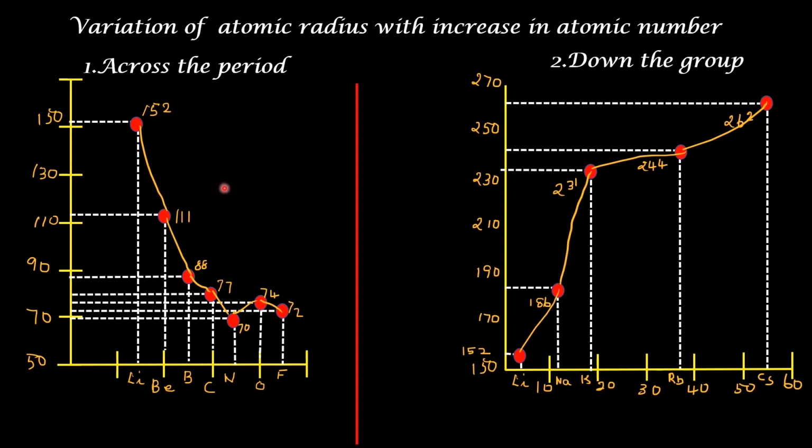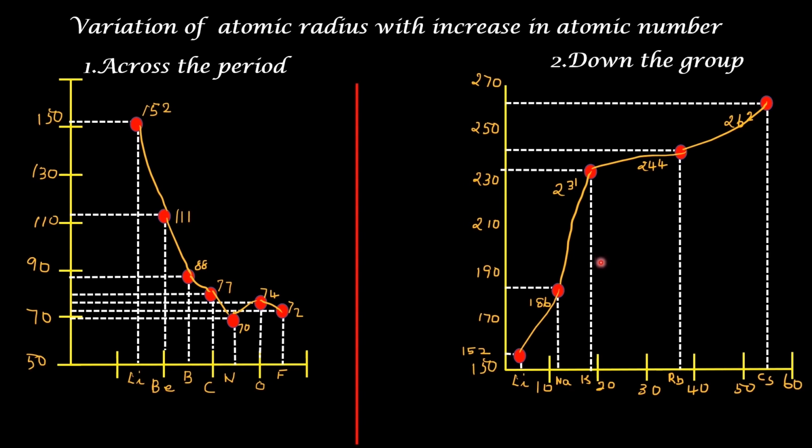Now let us see the shape down the group. Down the group, it is lithium, sodium, potassium, rubidium, cesium. The atomic radius goes on increasing from top to bottom. For cesium, it is 262. For lithium, it is 152. Up to potassium, there is a steep increase. After potassium, the increase is a little less. So across the period, the graph is directed downward, and for the group it is directed upward.